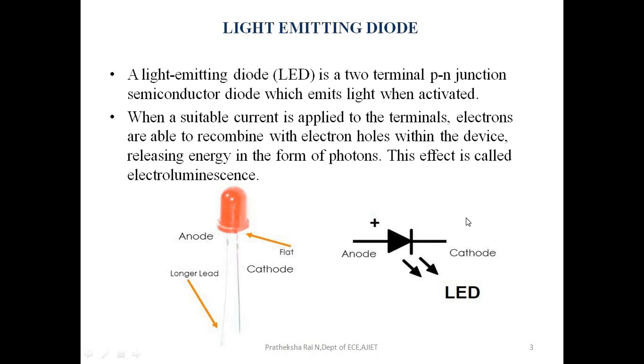This means that when a suitable current is applied to the terminals, electrons are able to recombine with electron holes within the device, releasing energy in the form of photons. This effect is called electroluminescence. Okay, so this feature is very important in light emitting diode.